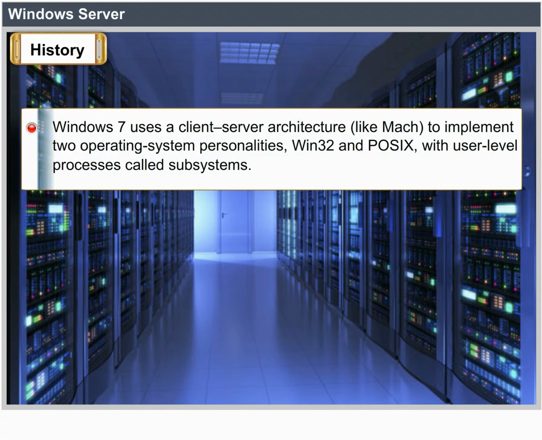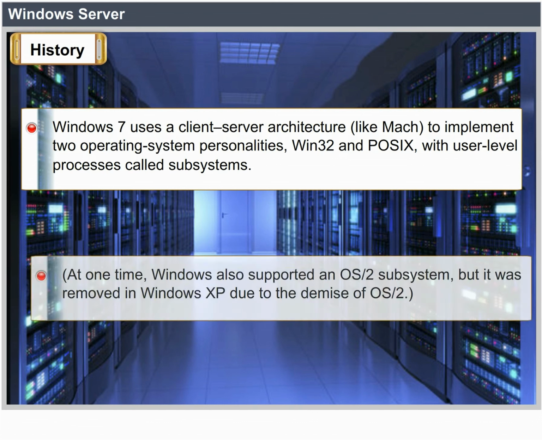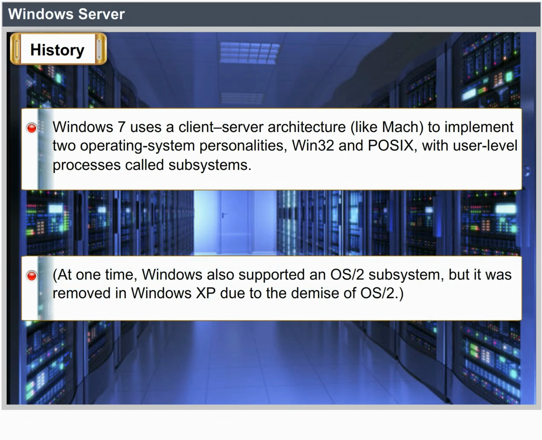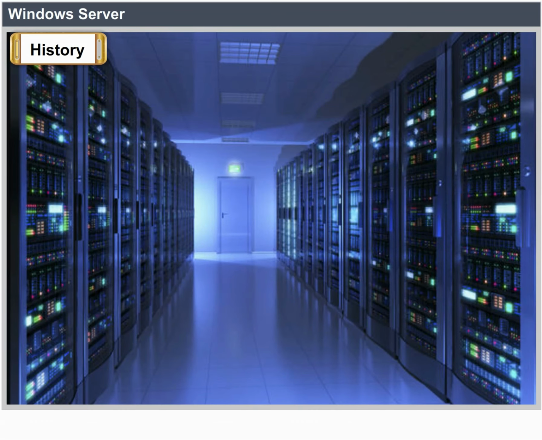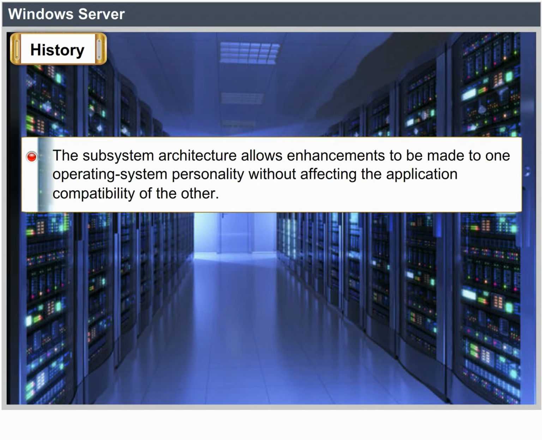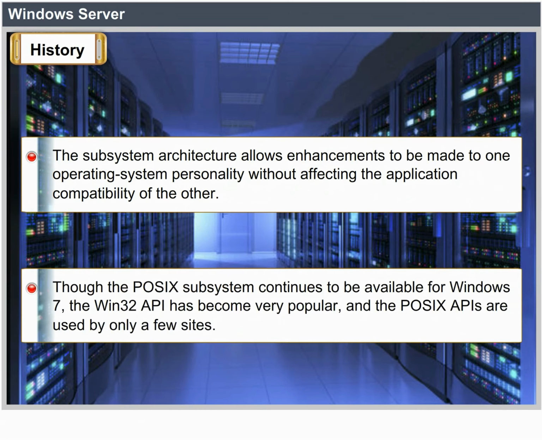Windows 7 uses a client-server architecture like Mach to implement two operating system personalities, Win32 and POSIX, with user-level processes called subsystems. At one time, Windows also supported an OS/2 subsystem, but it was removed in Windows XP due to the demise of OS/2. The subsystem architecture allows enhancements to be made to one operating system personality without affecting the application compatibility of the other. Although the POSIX subsystem continues to be available for Windows 7, the Win32 API has become very popular and the POSIX APIs are used by only a few sites.